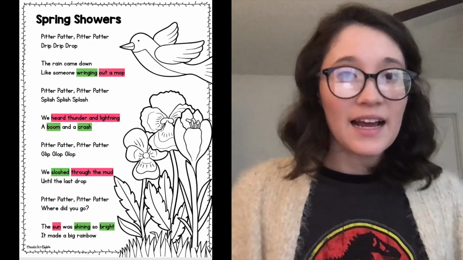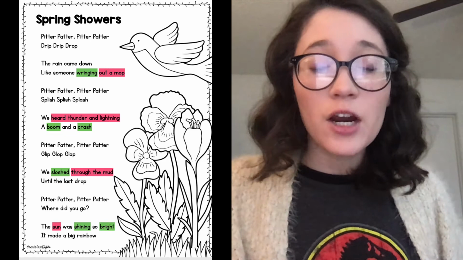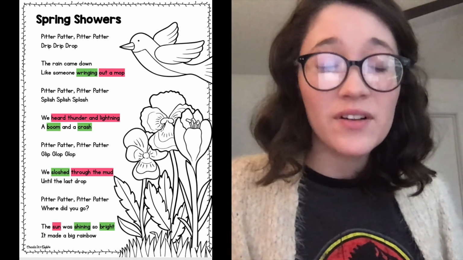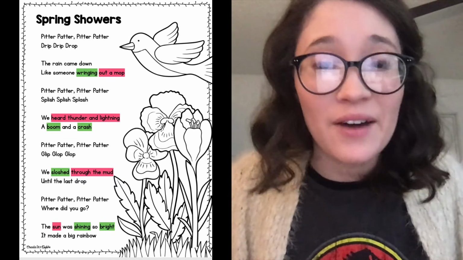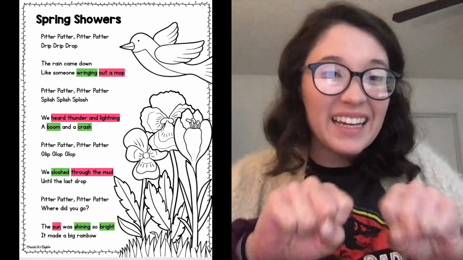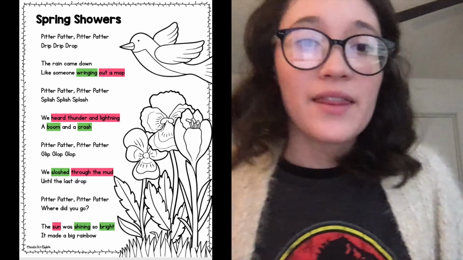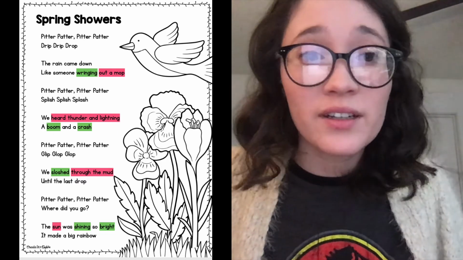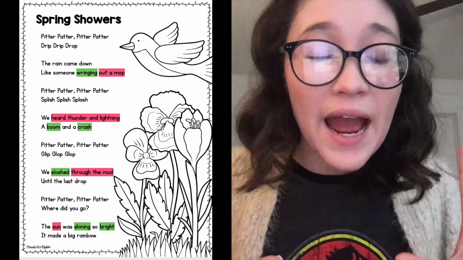Now, the last element of poetry that I noticed was describing words. In our poem, Spring Showers, we have a lot of describing words. For example, we have wringing out a mop. The action is wringing. It's describing how the mop is being used. Then we heard thunder and lightning, and it goes even further to describe a boom and a crash.